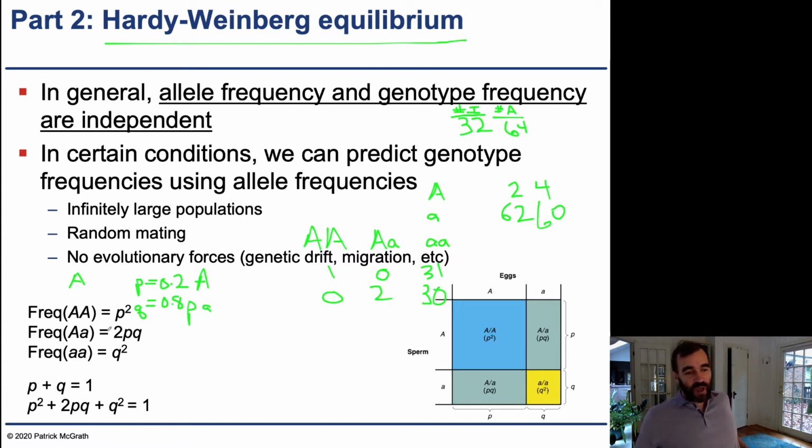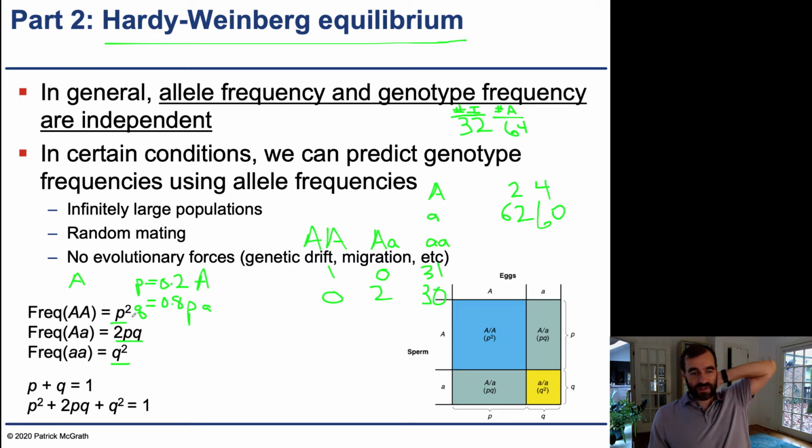And then to calculate the genotype frequencies, I simply use this relationship right here. The frequency of big A big A is p squared. The frequency of big A, little a is 2pq. And the frequency of the recessive homozygous is q squared. And this is essentially just using a Punnett square in order to calculate this.